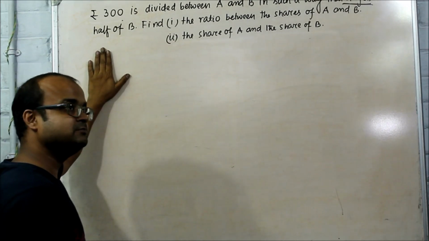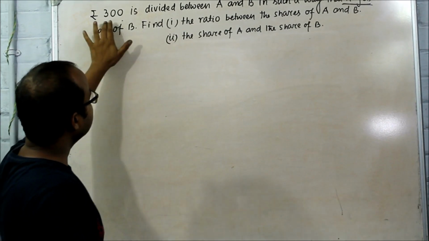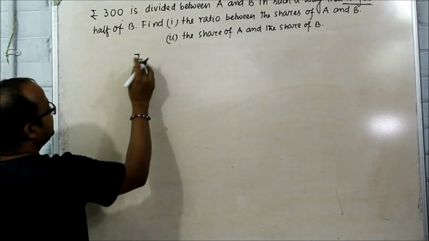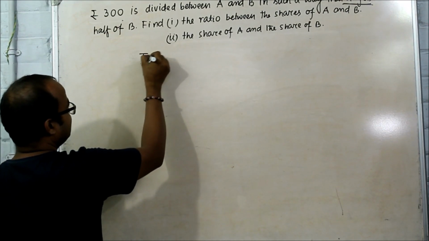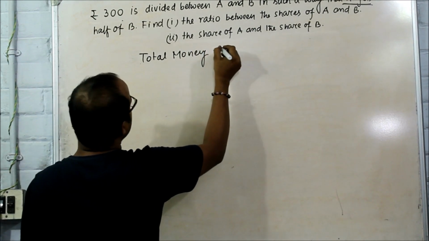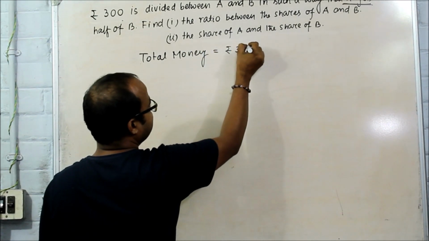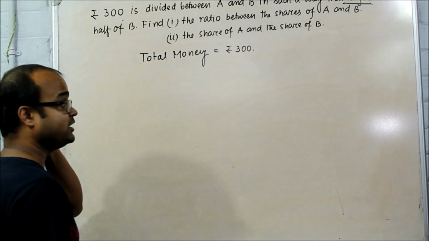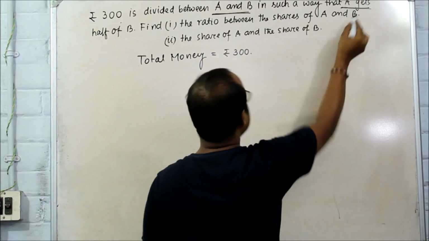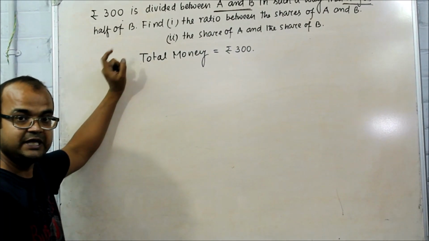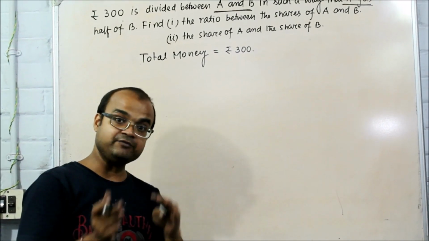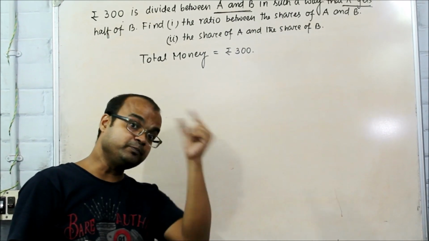Moving into the next problem. Rupees 300 is divided between A and B. So the total money is equal to rupees 300. Now we need to divide it between A and B such that A gets half of B. That means whatever B gets, A will get half of B's part.